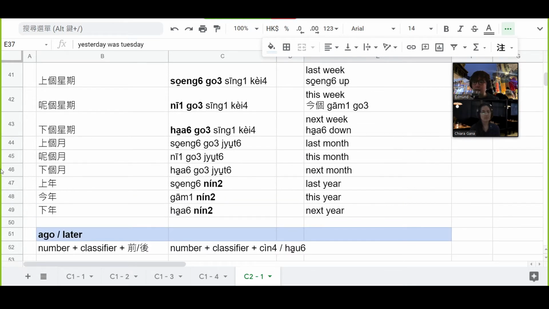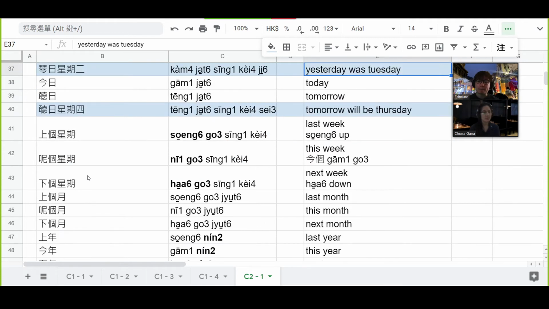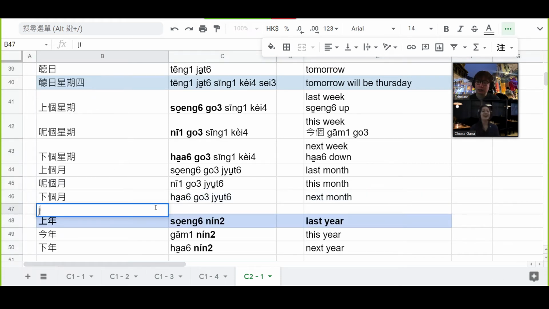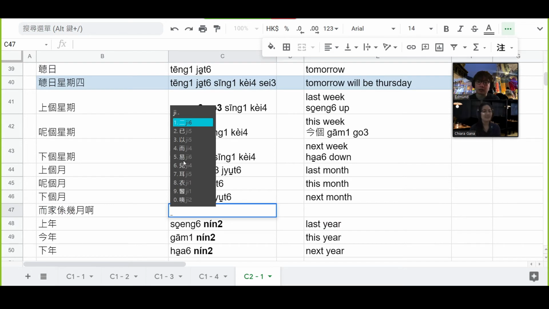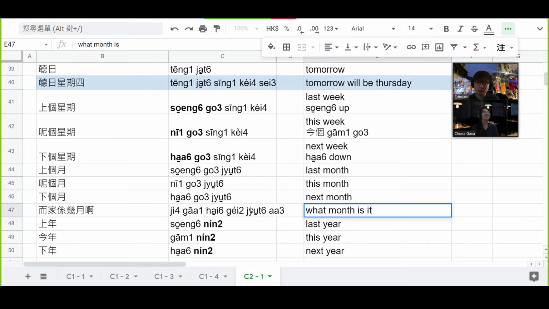So, if you want to ask what month it is now, you can ask like 而家幾月? Just like 星期 you say 星期幾, because for month we say 1月, 2月, 3月, so 幾月: you just substitute the number with the 幾 and that will be a question. 而家 is now. 而家係幾月啊? So this is a question like what month is it now? Can you try to answer? What is it now? April.